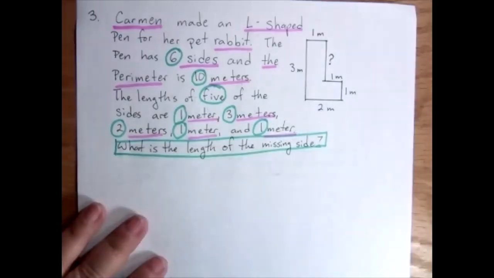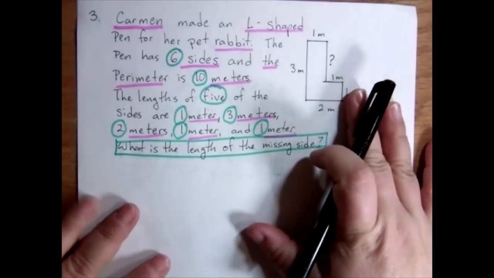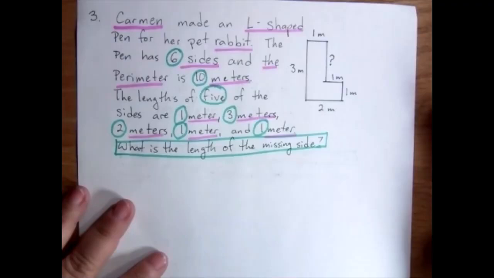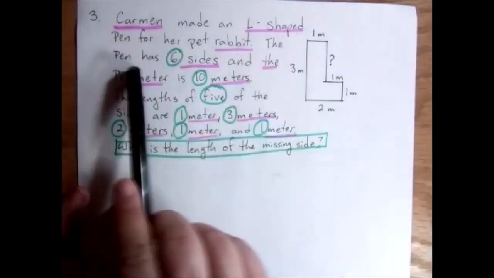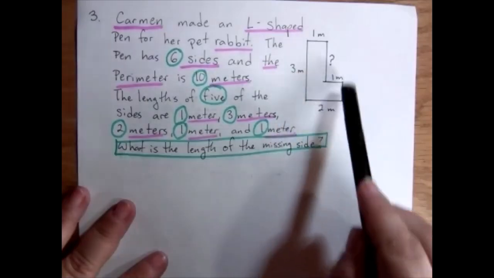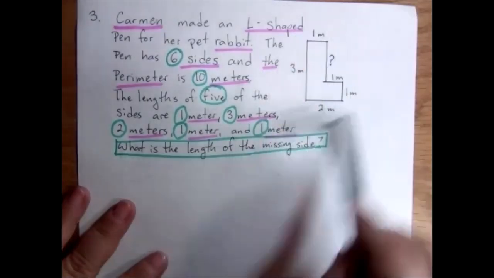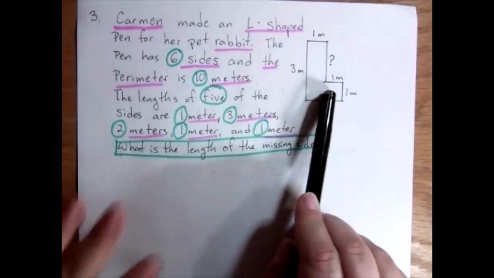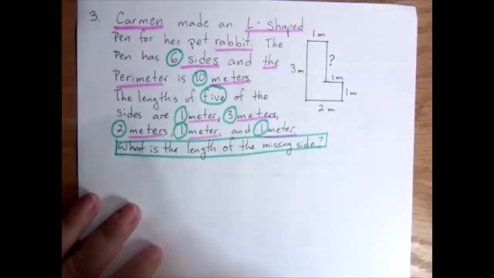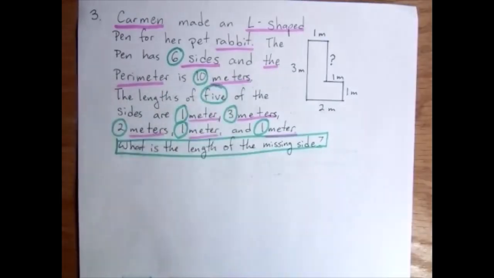All right, so now that you have your model drawn, we can go into starting to solve our problem. It tells us that this pen has 6 sides: 1, 2, 3, 4, 5, 6. Okay, that is true, so we've made sure that we have our correct shape drawn. And we know that the perimeter is 10 meters.